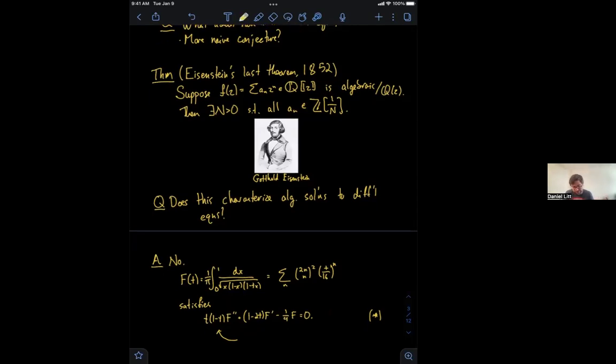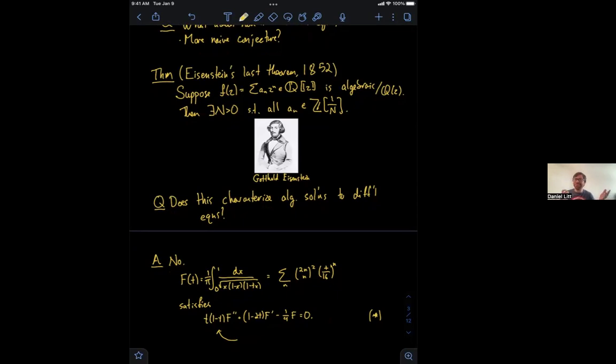So, okay, this is a well-known example. I think if you Google "is the converse to Eisenstein's last theorem true," or type it into ChatGPT, it will say no and give you this and some other big collection of examples. And there's a whole study of these objects. They're called globally bounded G-functions. Okay, so that's the end of the talk. The converse to Eisenstein's last theorem is false.